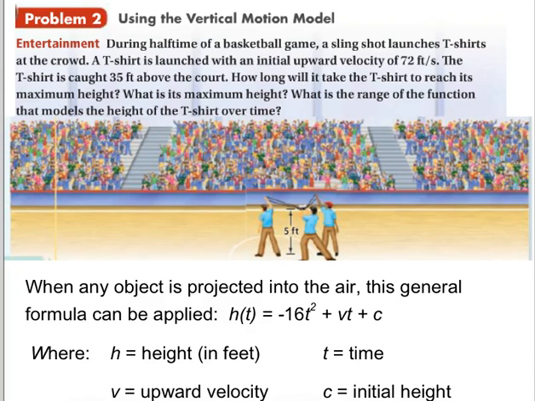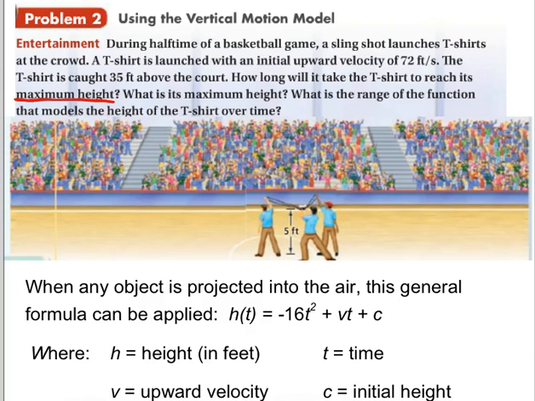It says, entertainment. During halftime, a basketball game, a slingshot launches t-shirts at the crowd. A t-shirt is launched with an initial upward velocity of 72 feet per second. The t-shirt is caught 35 feet above the court. How long will it take the t-shirt to reach its maximum height? What is the maximum height? What is the range of the function that models the height of a t-shirt over time?